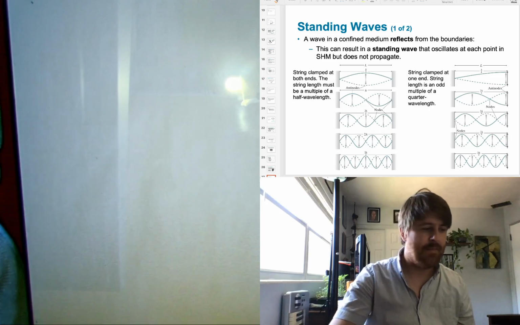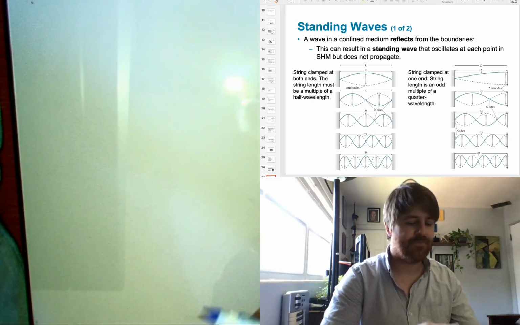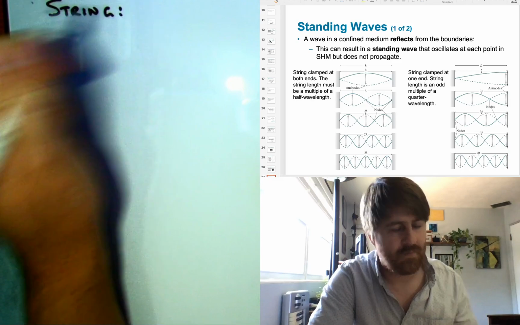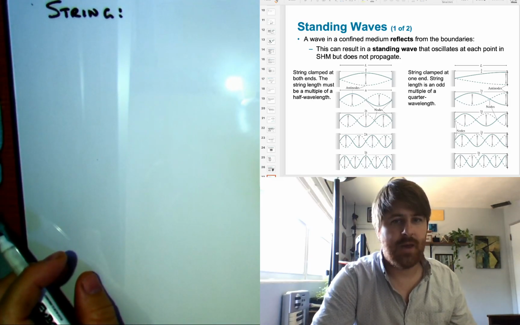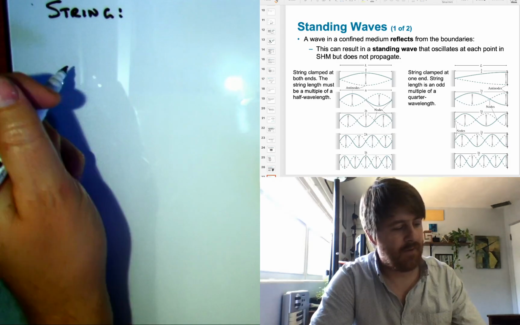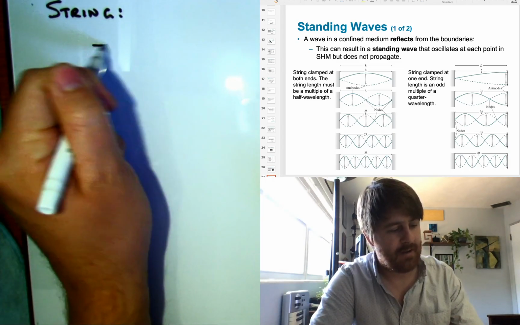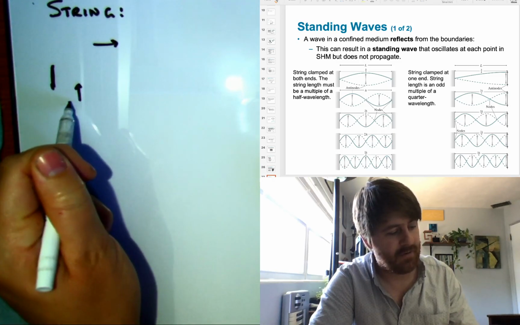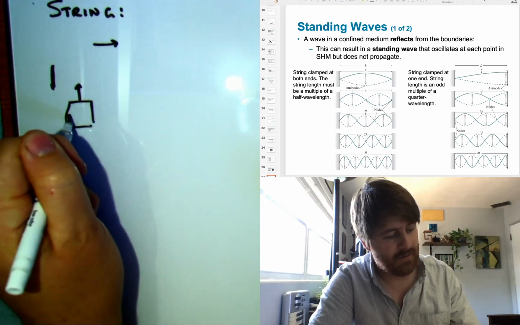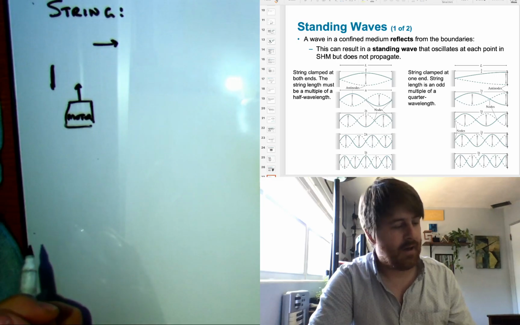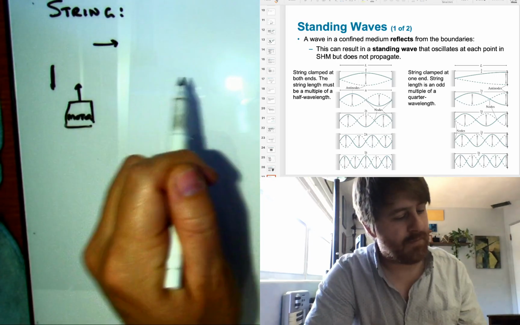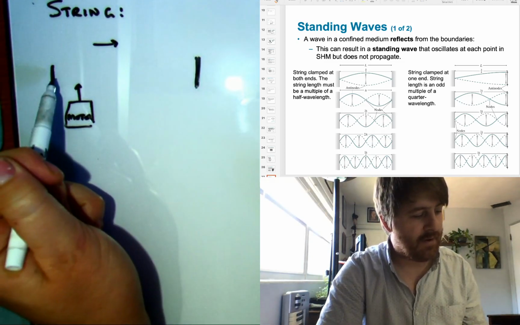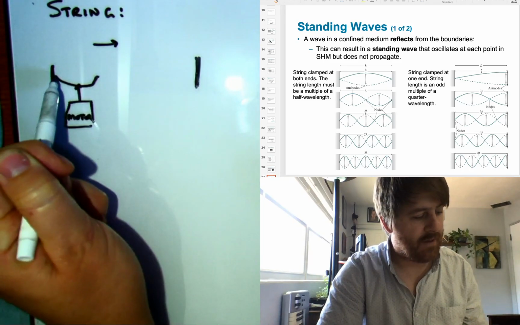So we can look at a simple example of a string. And on the string, we have a wave which is propagating to the right. Say there's some device here, a mechanical motor or something, which vibrates the string up and down. The wave propagates to the right, and then it reaches a boundary, and the wave reflects back upside down. So where the motor is, we'll have a lot of oscillation.